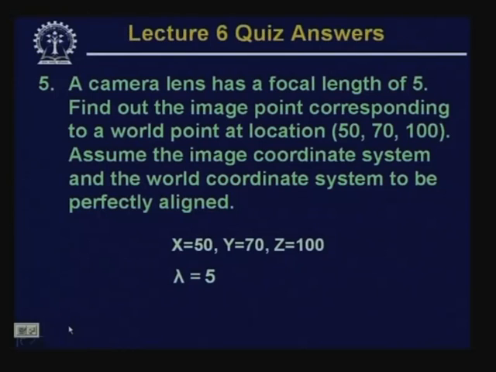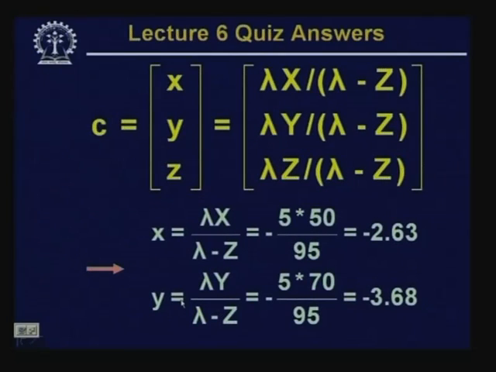Then we had given the fifth problem, where we had given a 3D world point and the coordinate of the camera, and we had to find out what is the corresponding image point. Here the image point is obtained as x equal to minus 2.63 and y equal to minus 3.68 after applying the transformations that we have discussed.